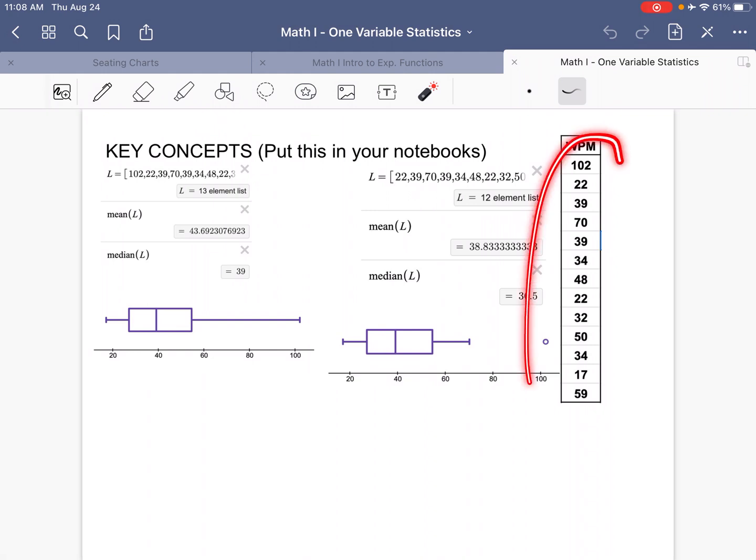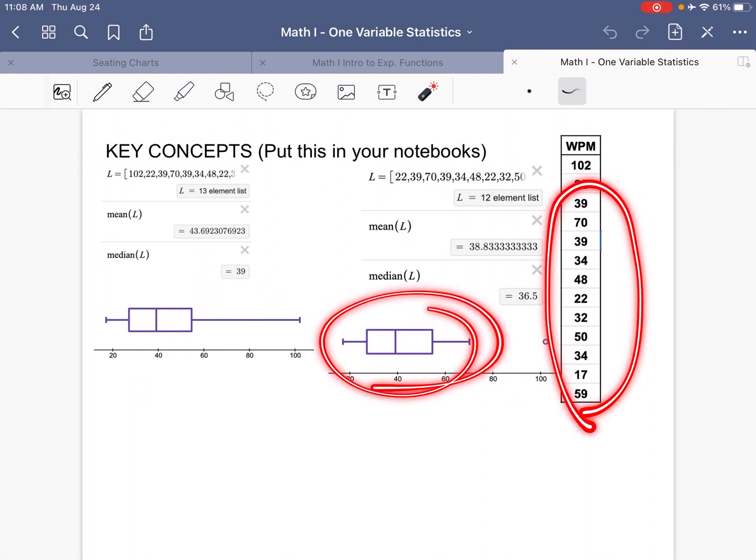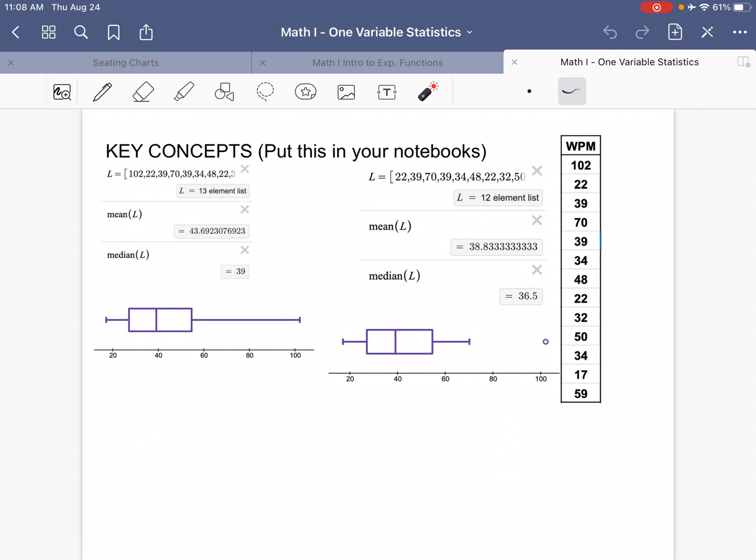In this case, though, this came from words per minute, typing speed. If you look at all the numbers, they're all kind of in this range, but we got this one right here that's 102. That is an outlier, but should we remove that from the data set? Probably not. That probably just means that there's someone who can type just a little bit faster than the rest of the class. That was me, by the way. I'm pretty good at typing. Anyway, I hope this helps.